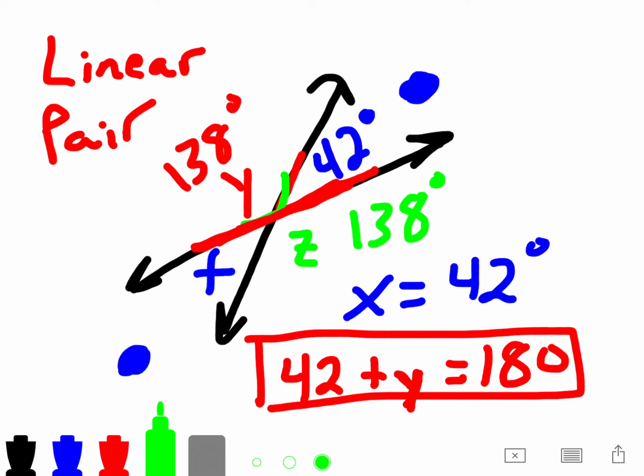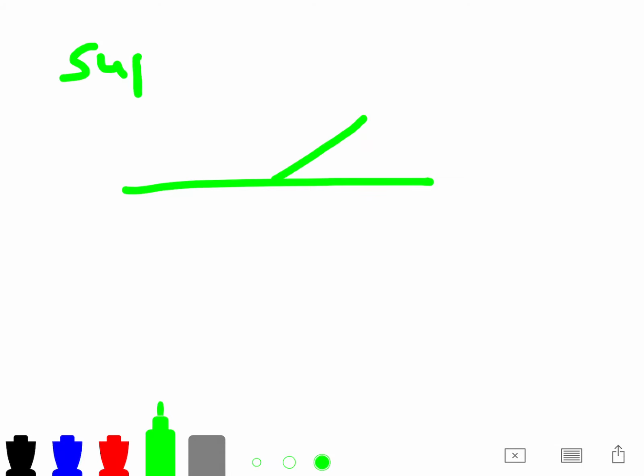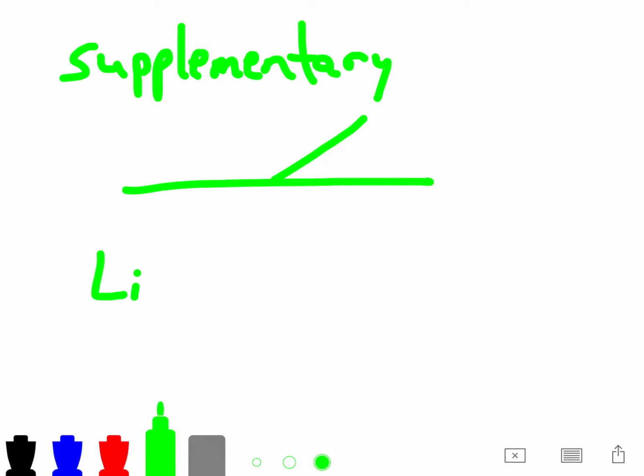Okay, go ahead and pause it, take a look at it, because I'm going to clear it, and we're going to kind of look at this again. So, supplementary or linear pairs, supplementary angles, also called linear pairs.